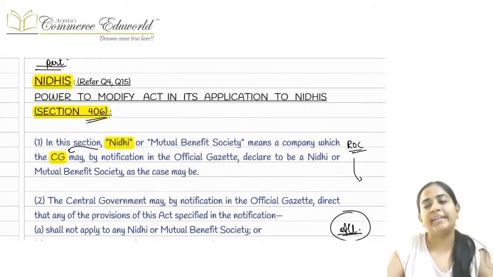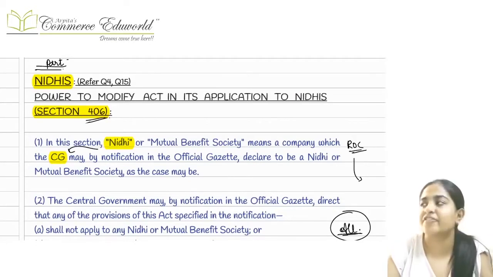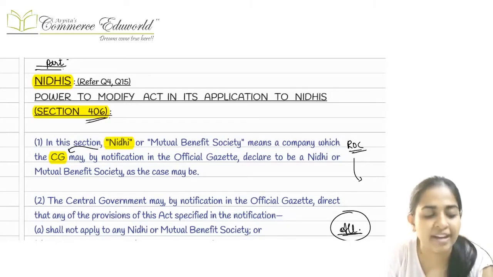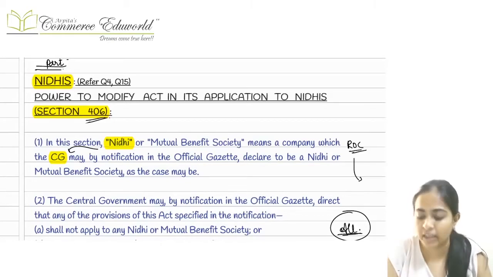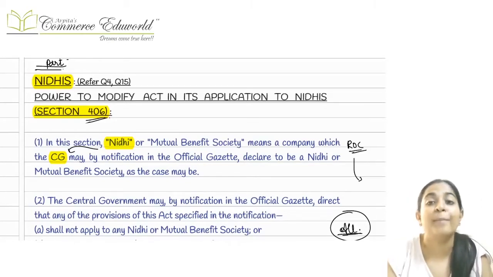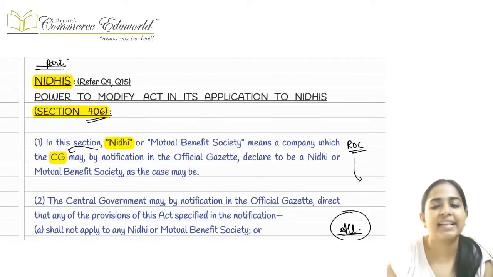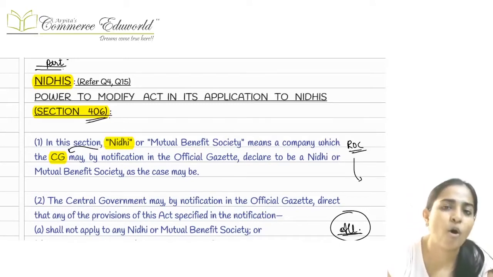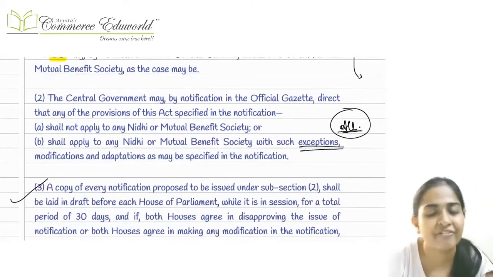Now coming to Nidhi companies, that is your Nidhi section number 406 as well as some important pointers from the Nidhi rules. Okay, let's try to revise all the important pointers here. First of all, in case of a Nidhi company, Nidhi or a mutual benefit society, once it is incorporated under the Companies Act, after that they have to be declared as a Nidhi or a mutual benefit society by the central government.